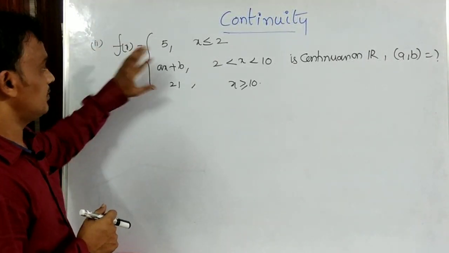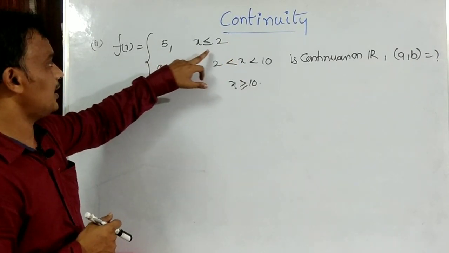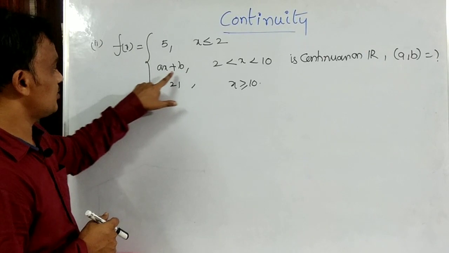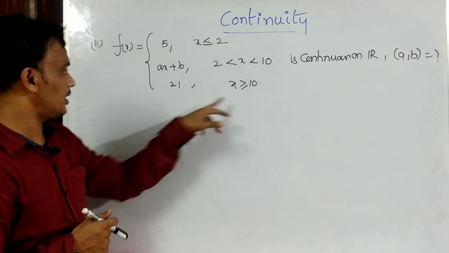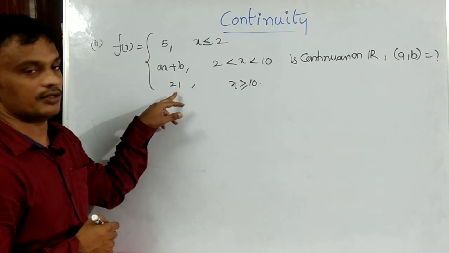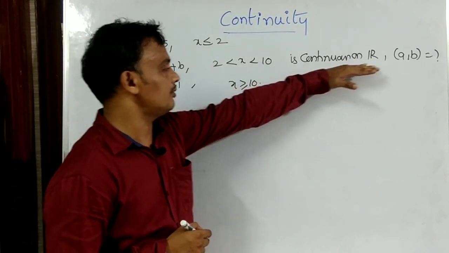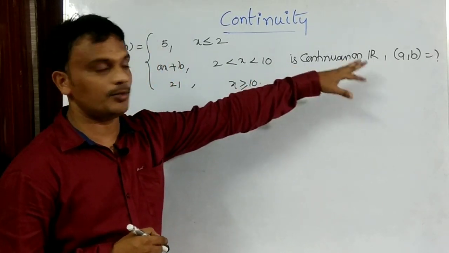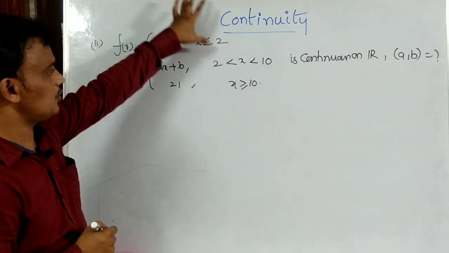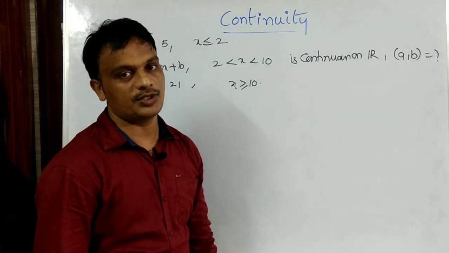f of x, they have given 3 conditions. f of x is 5 when x is less than or equal to 2, ax plus b when x lies between 2 and 10, and 21 when x is greater than or equal to 10. f of x is continuous on R, the real number set. That means it is continuous at each and every point on the real number set, in particular at 2 and at 10. In that case, what are the values of the unknown variables a and b?